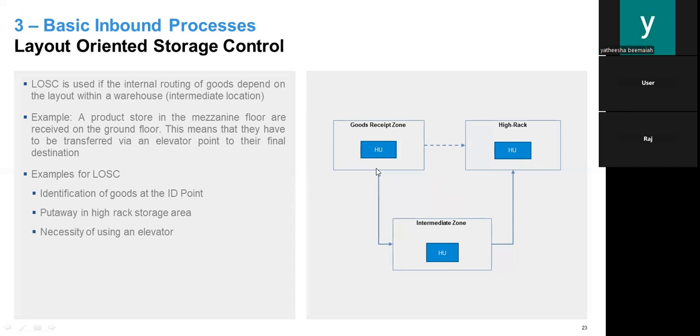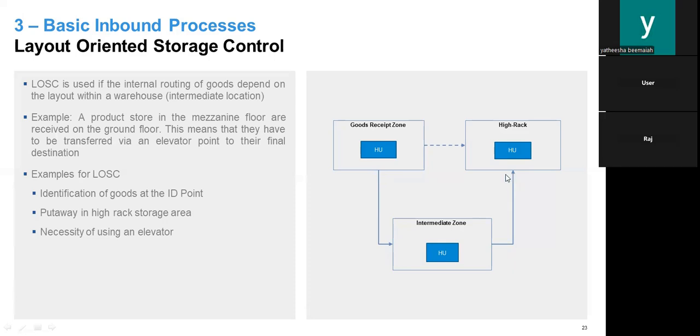There is a conveyor system. In some warehouses, once goods receipt is done, the product moves to the high rack via the conveyor. In that case, LOIC is configured. After the receipt, the users put the product on the conveyor, and the conveyor takes that product near to the high rack.